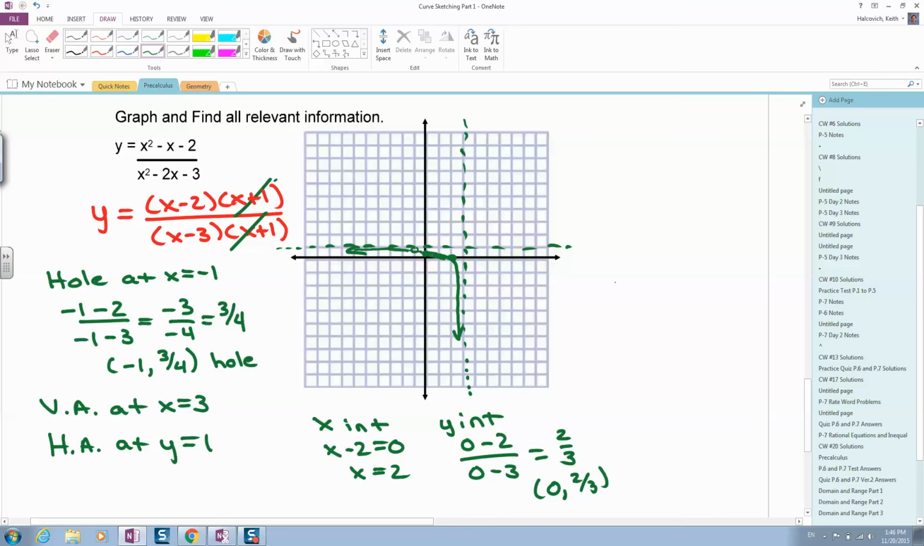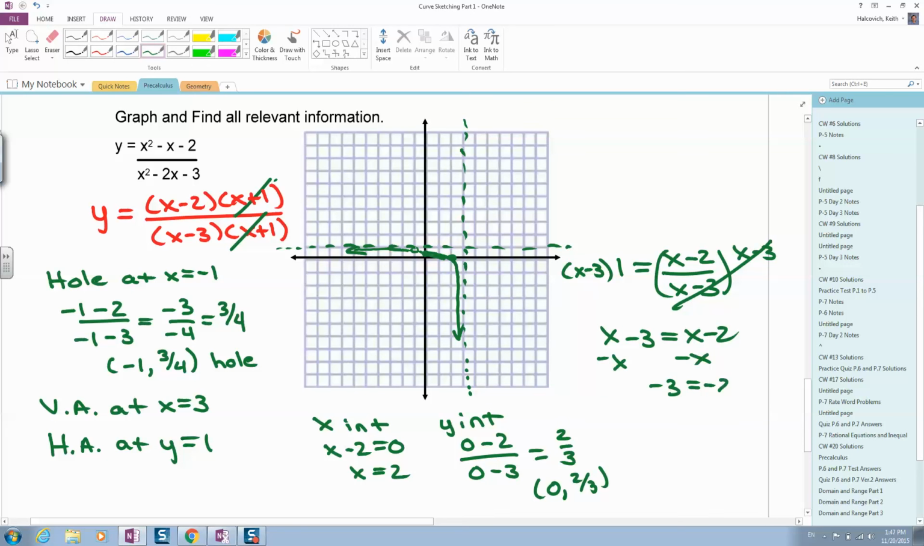Now to see if it crosses the horizontal asymptote, we'll put the horizontal asymptote of 1 into the function x minus 2 over x minus 3. Notice when we multiply, we get x minus 3 equals x minus 2. And notice the x's cancel out, so we get -3 equals -2. That means there's no solution, meaning it never crosses the horizontal asymptote. So we know this graph, the horizontal asymptote will never be crossed.